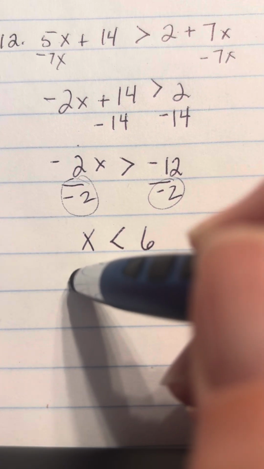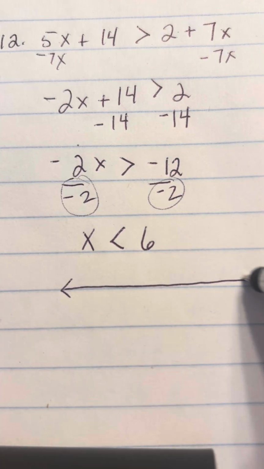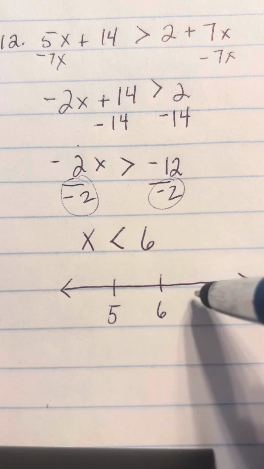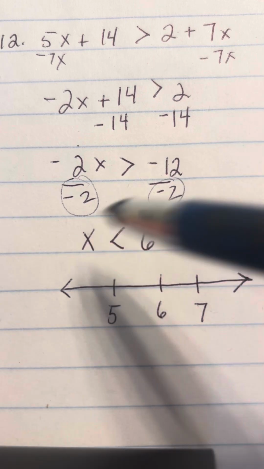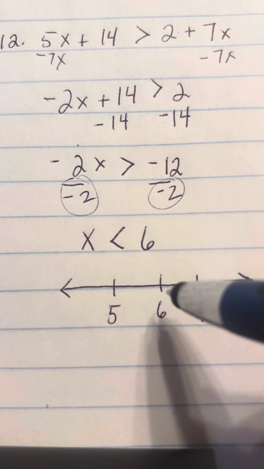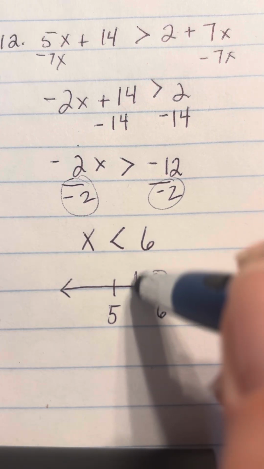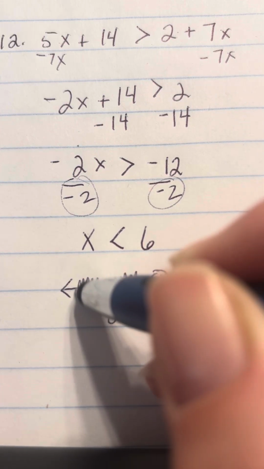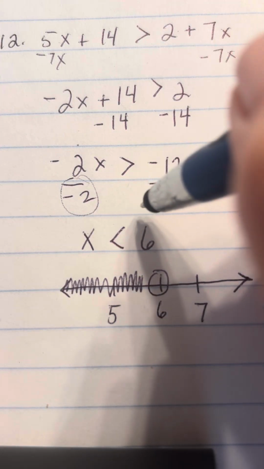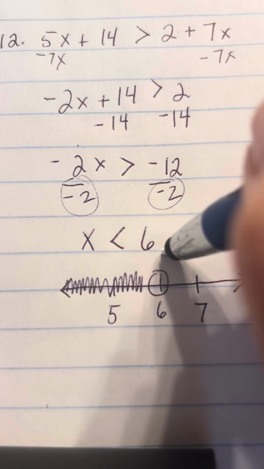Didn't ask me to do the number line, but I'm going to anyways, just for practice. I'll put the number 6 in, I'll put the number 5 in, I'll put the number 7 in. Does 7 make this true? No. Does 5 make this true? Yes. Open circle, shade in the direction of 5. Okay, so we did do the switching of the inequality on this one because we had to divide by -2.